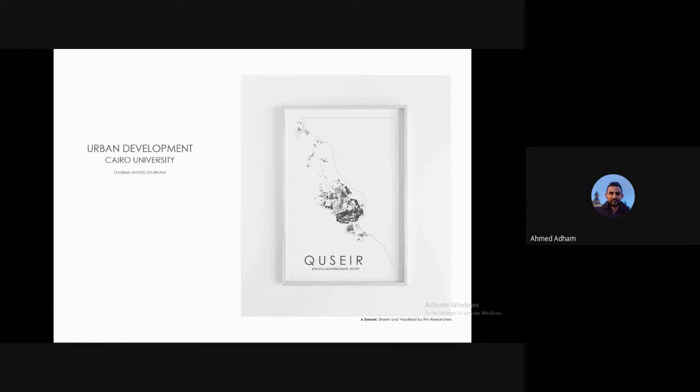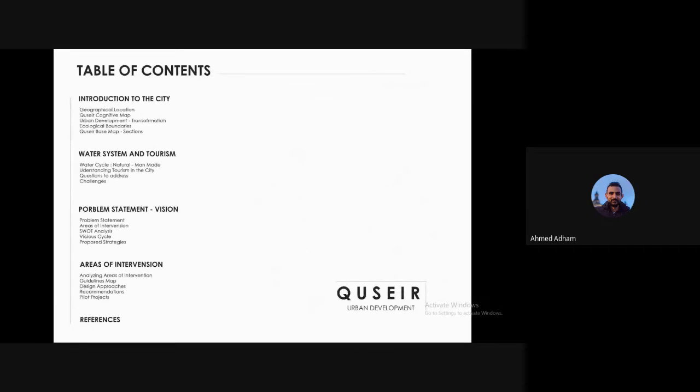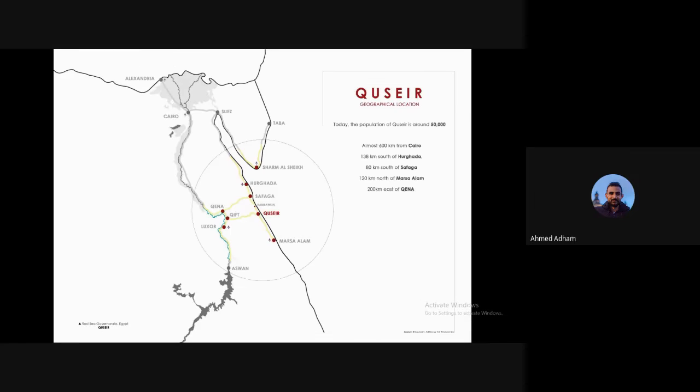Okay, so starting with the table of contents: introducing the city, then the water system in Qusair and its relationship with tourism. The problem statement we identified through analyzing the existing situation, then introducing our areas of intervention, guidelines map, and pilot projects. So, going quickly through the geographical location of the city of Qusair, one of the 7 cities shaping the Red Sea Governorate, almost 600 kilometers from Cairo, it sits between Safaga and Marsa Alam, and almost 200 kilometers away from Qina. Today, the population of Qusair is around 50,000 inhabitants.